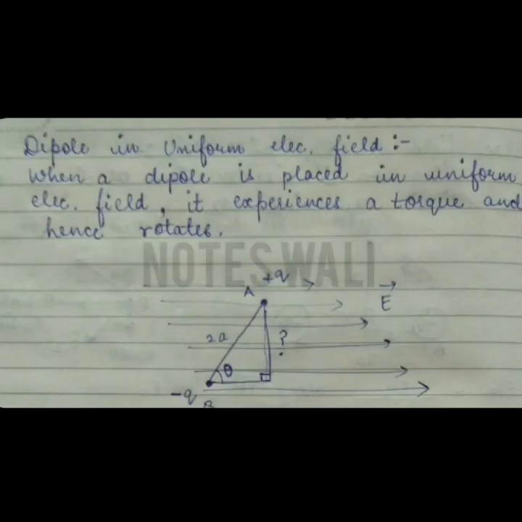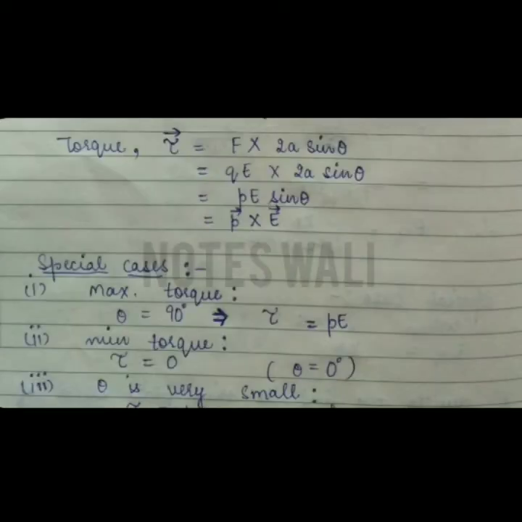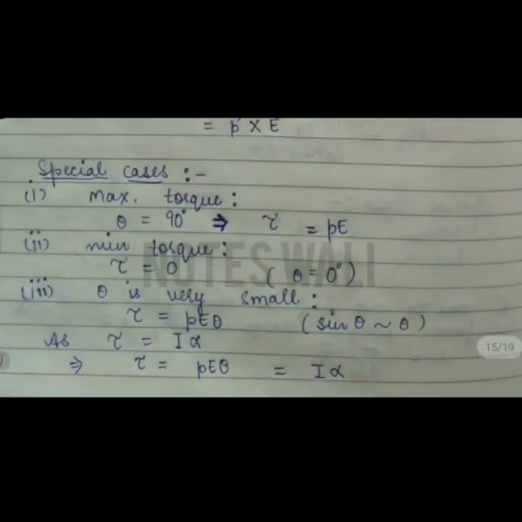Whenever a dipole is placed in a uniform electric field, it experiences a torque and hence it rotates. Torque is given by the cross product between P and E. E is the electric field and P is the dipole moment. Some of the special cases are mentioned below.